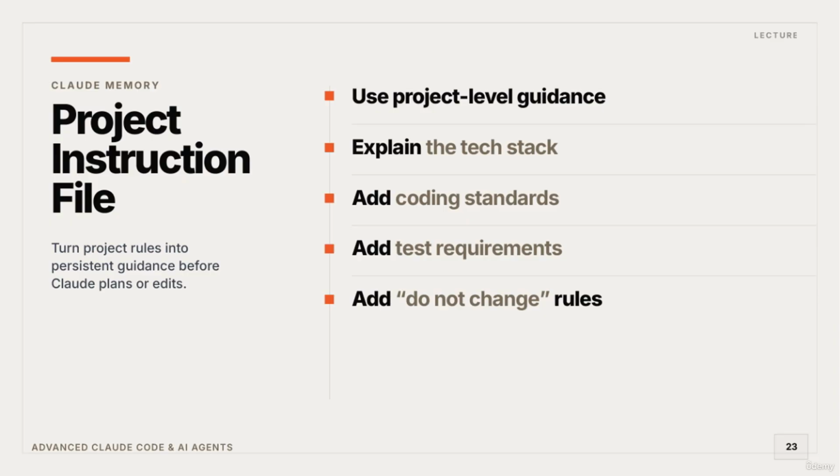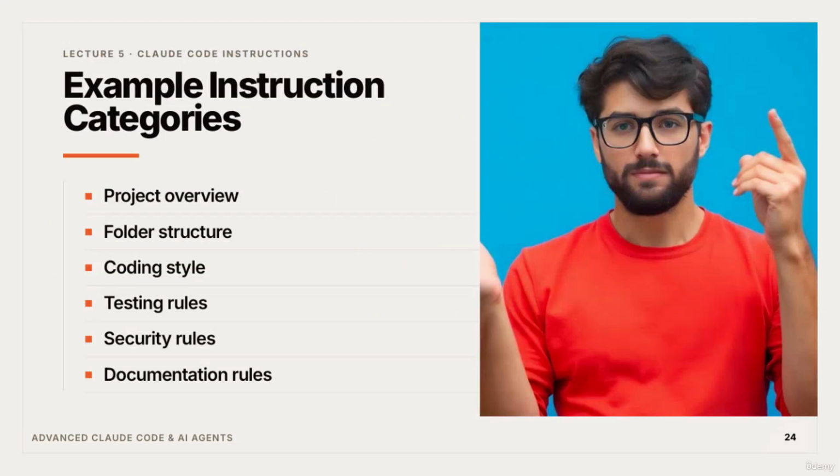Key elements include using project-level guidance, clearly explaining the technology stack, setting coding standards, defining test requirements, and establishing do not change rules to protect critical parts of the code. This approach helps maintain quality and alignment across the entire project, especially when working with advanced Claude code and AI agents. On this slide, we're looking at the key components covered in Lecture 5, which focuses on Claude code instructions.